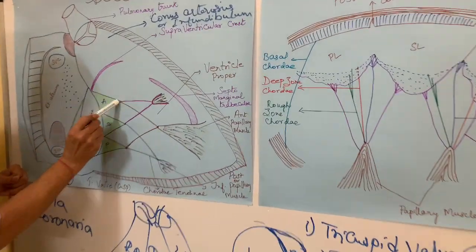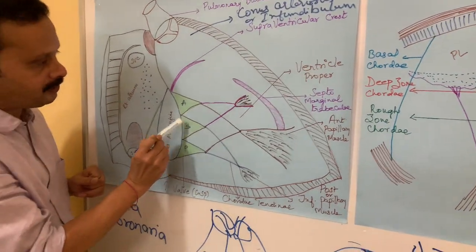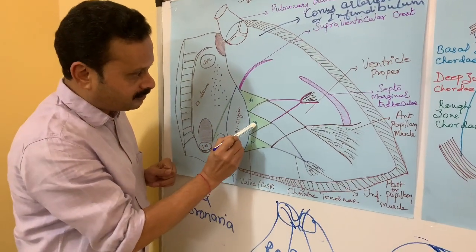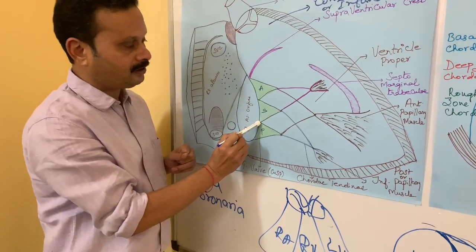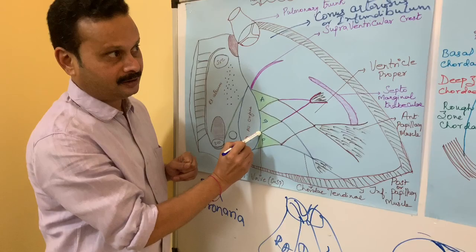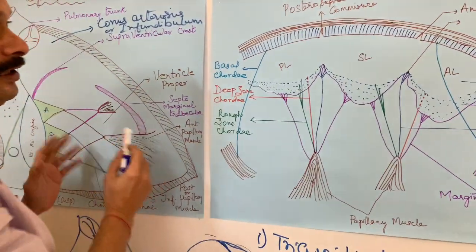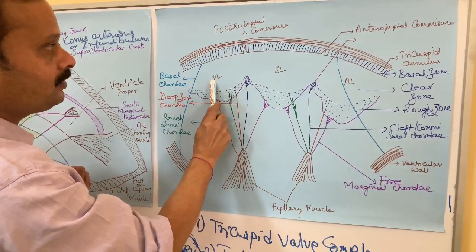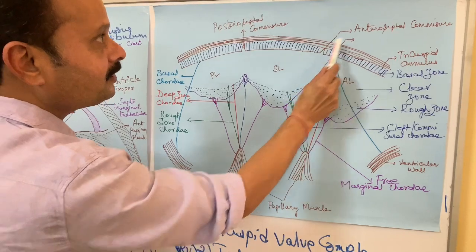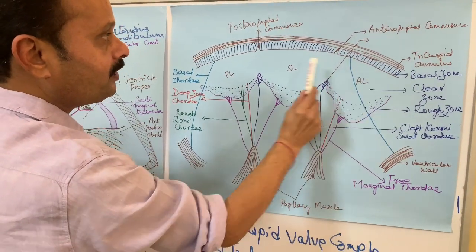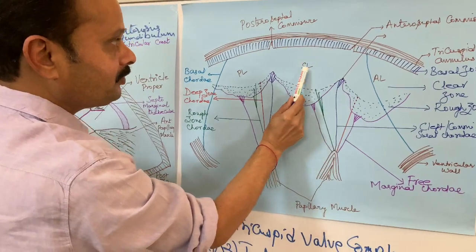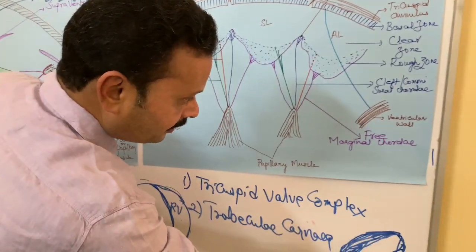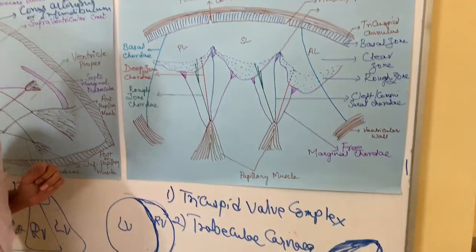So the region between each valve, this is anterior valve and this is septal valve, this portion we call it as anteroseptal commissure. This is septal valve and this is posterior valve, and this portion we call it as a posteroseptal commissure. Similarly, when we make it straight, this is anterior valve or anterior leaflet, septal leaflet, posterior leaflet. Between anterior leaflet and septal leaflet is anteroseptal commissure. Between the septal leaflet and the posterior leaflet is posteroseptal commissure. Similarly, between anterior and posterior leaflet is anteroposterior commissure.